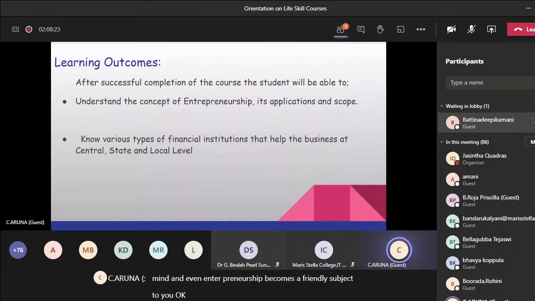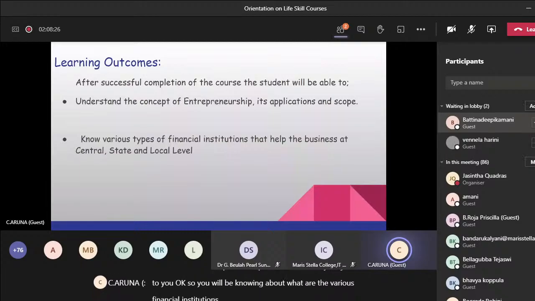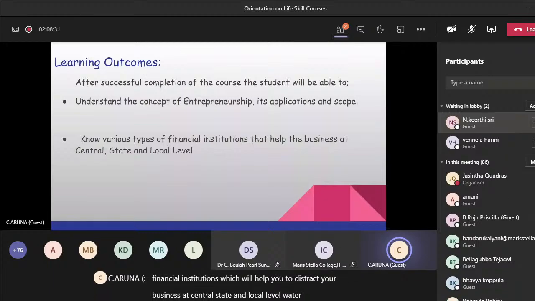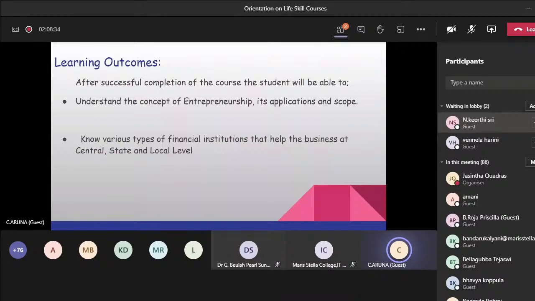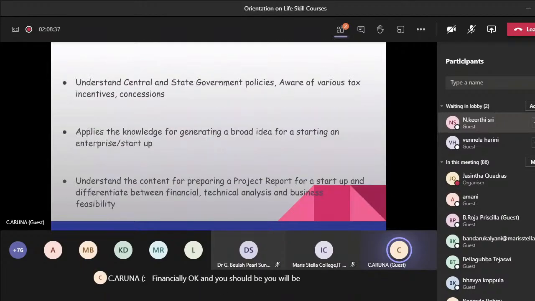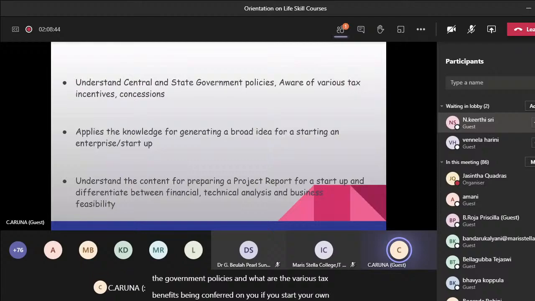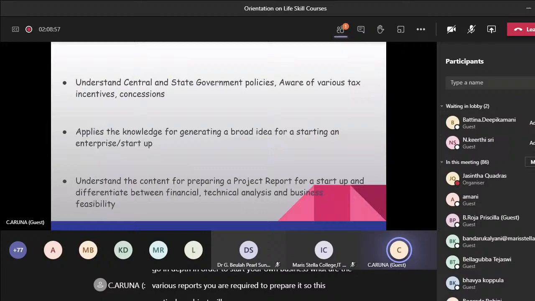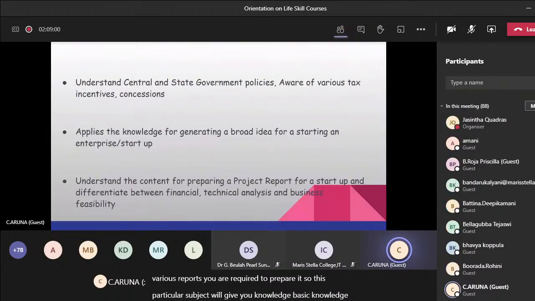Okay, so you will know about the various financial institutions which will help you to start your business at central, state, and local level. What are the financial institutions which support you financially? Okay, and you will understand the government policies and the various tax benefits conferred on you if you start your own enterprise. And idea generation is another topic, and understanding the content of preparing a project report. If you go in depth, in order to start your own business, what are the various reports you are required to prepare?